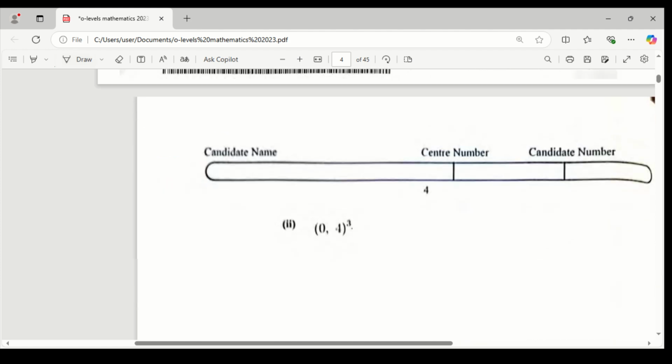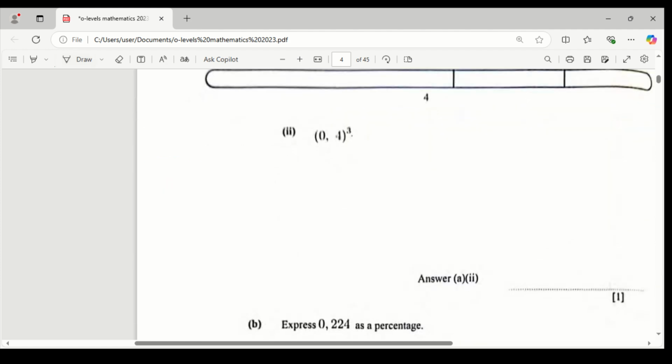The next question is saying 0.4 in brackets to the power 3. So this is the same as 0.4 multiplied by 0.4 again. Let me write it properly. So the first thing that you're supposed to do is to multiply these two values.